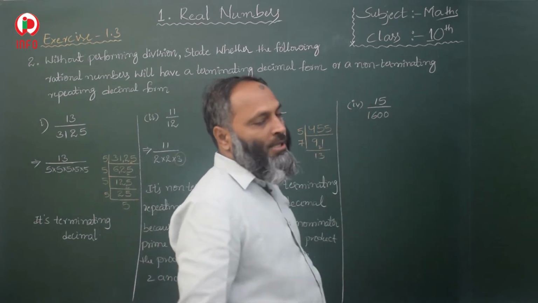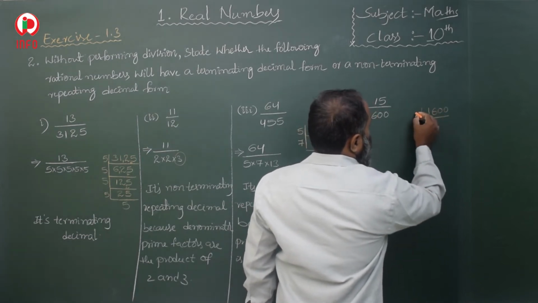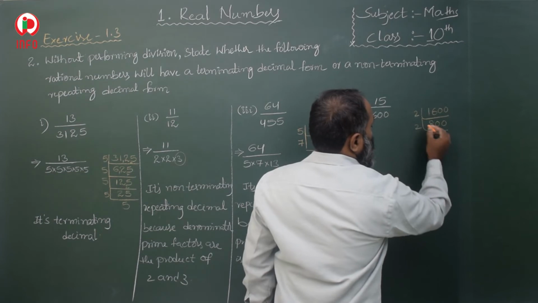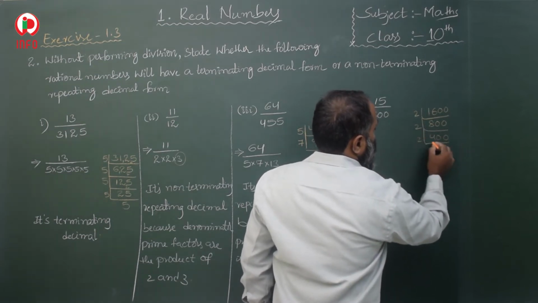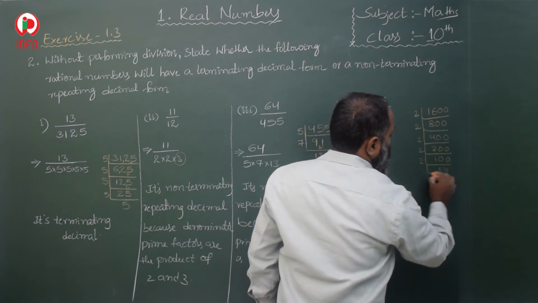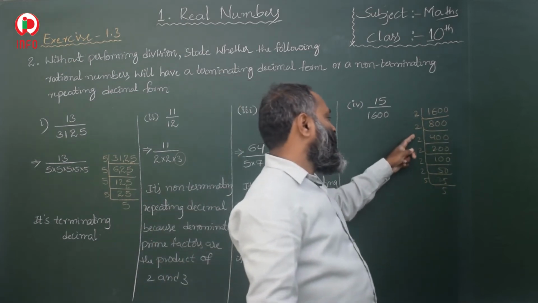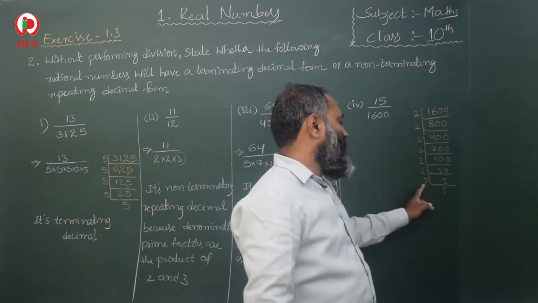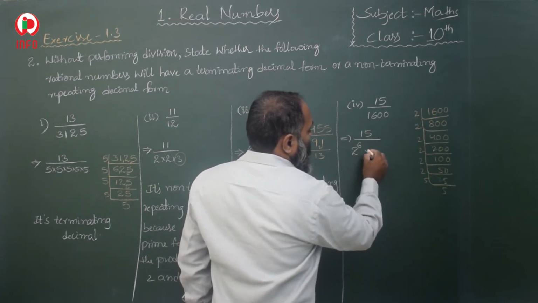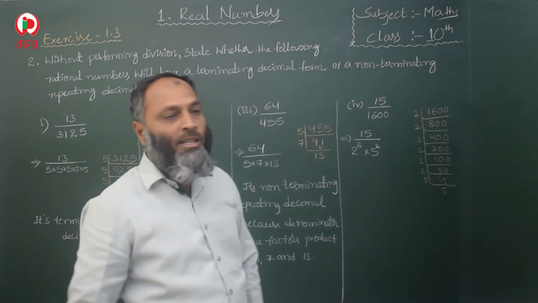Now here 15 by 1600. First find the prime factors of 1600. Dividing by 2: 2 eights are 16, 00; again 2 fours are 8; again 2 twos; 2 ones; 2 fifties are 100; 2 twenty-fives; and after that 5 fives. How many 2s do we have? 1, 2, 3, 4, 5, 6. So 1600 is the product of six 2s and two 5s. So it is 15 by 2 to the 6 and 5 squared. Here the denominator is a product of 2's and 5's, so it is a terminating decimal.